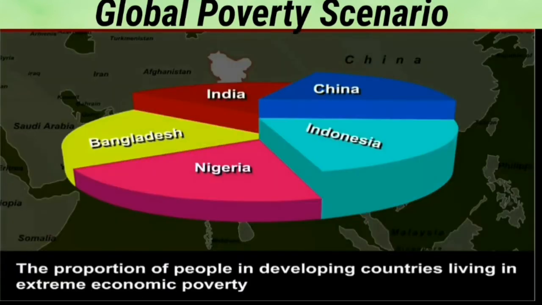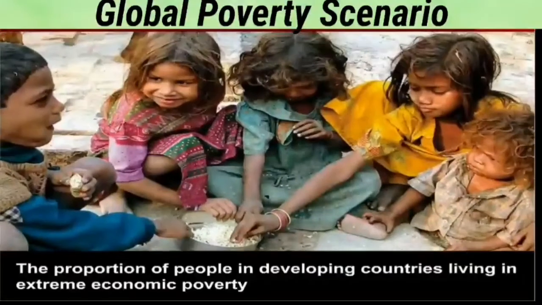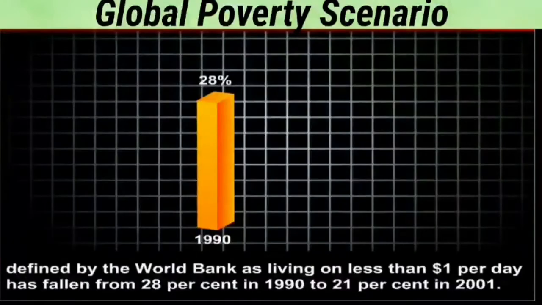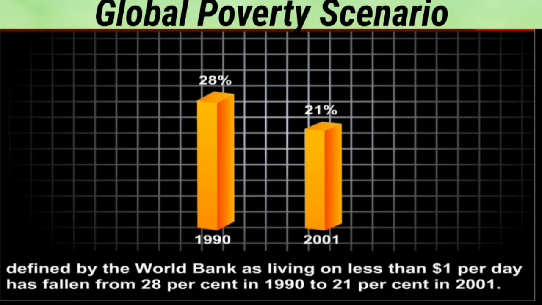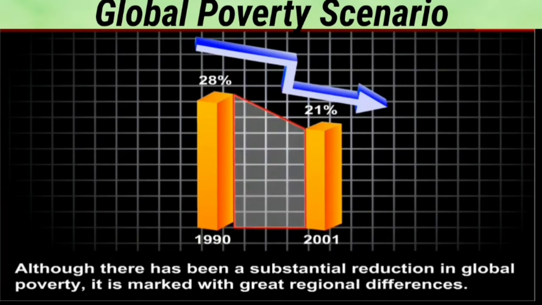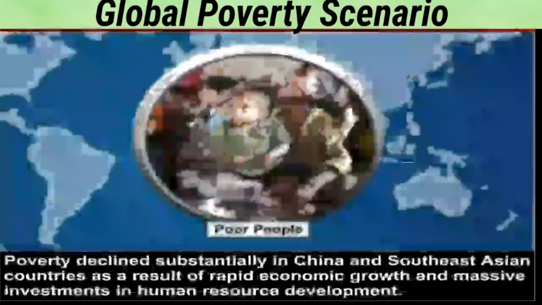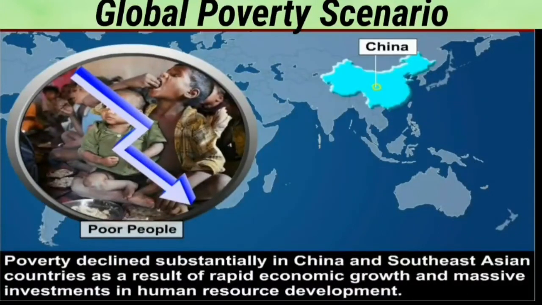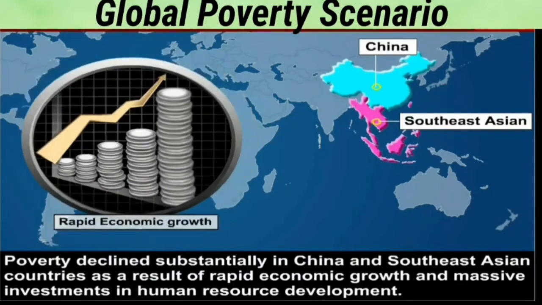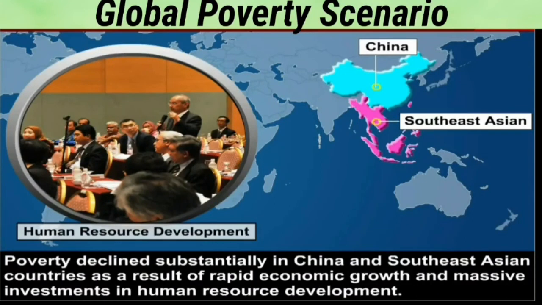Global poverty scenario. The proportion of people in developing countries living in extreme economic poverty, defined by the World Bank as living on less than $1 per day, has fallen from 28% in 1990 to 21% in 2001. Although there has been a substantial reduction in global poverty, it is marked with great regional differences. Poverty declined substantially in China and Southeast Asian countries as a result of rapid economic growth and massive investments in human resource development.